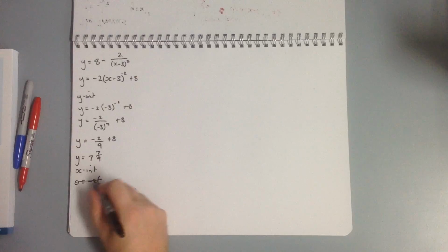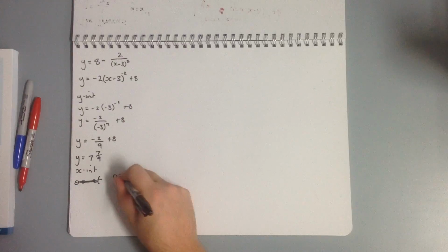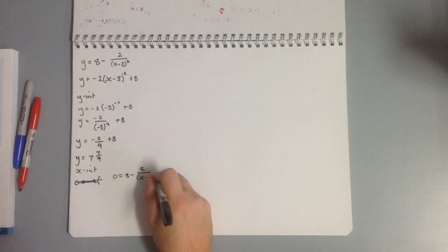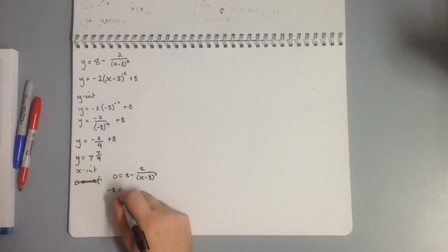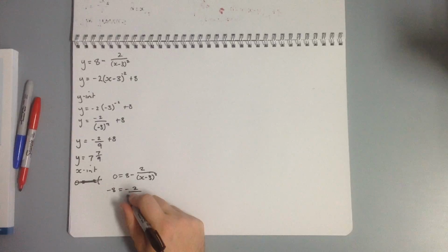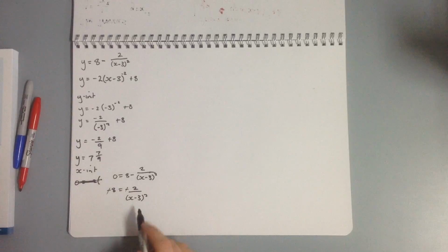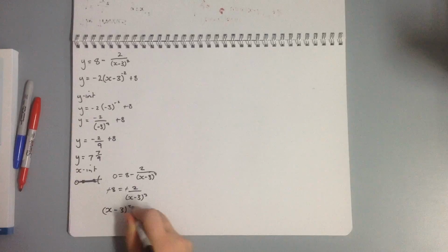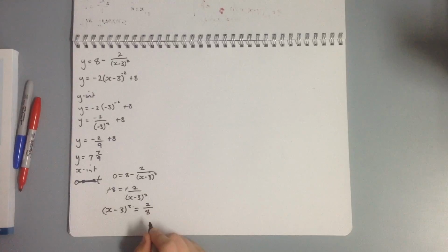Sorry, it's actually probably easier using this first format. So we say we've got 0 equals 8 minus 2 over (x minus 3) squared. What we'll do is take 8 away, so we have -8 equals -2 over (x minus 3) squared. Get rid of our negatives. For a start, then we're going to multiply by this and divide by that. So we're going to get our (x minus 3) squared equals 2 over 8, or 1 over 4.